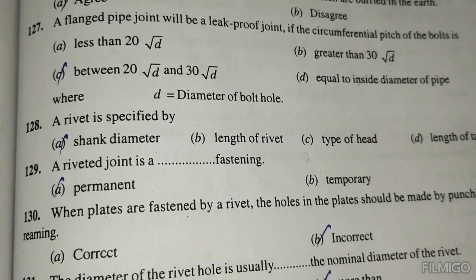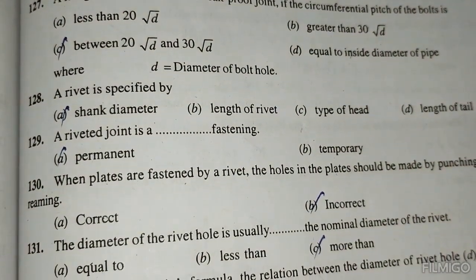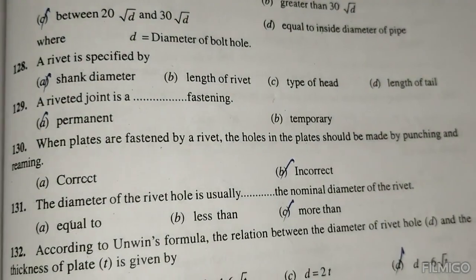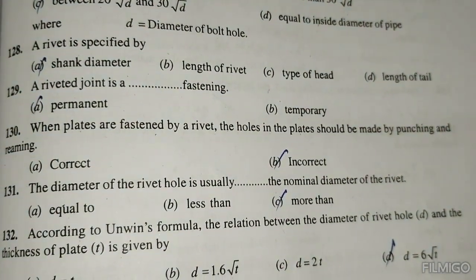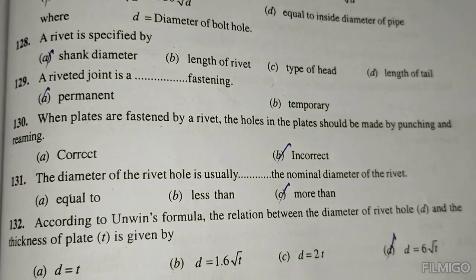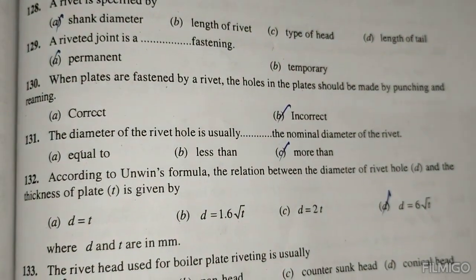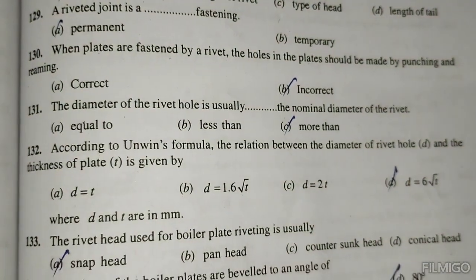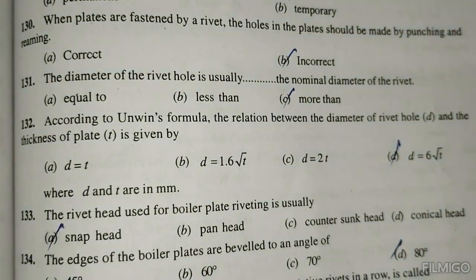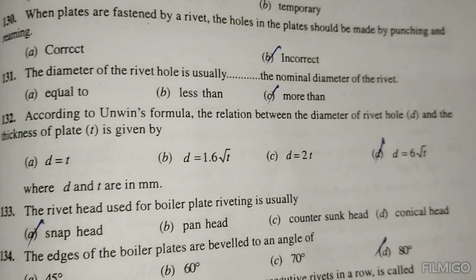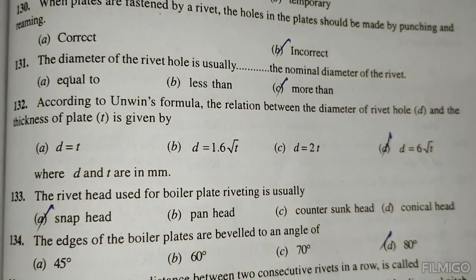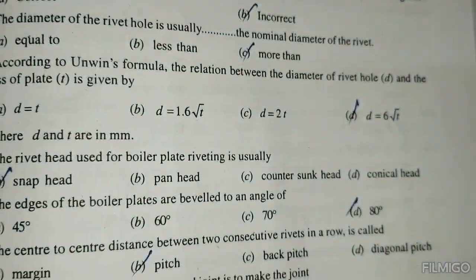A rivet is specified by its shank diameter. A riveted joint is a permanent fastening. When plates are fastened by rivets, the holes made remain in the plates. The diameter of rivet holes is usually more than the nominal diameter of the rivet. According to Unwin's formula, the relation between the diameter of the rivet hole and the thickness of the plate is given by d is equal to 6 root t.